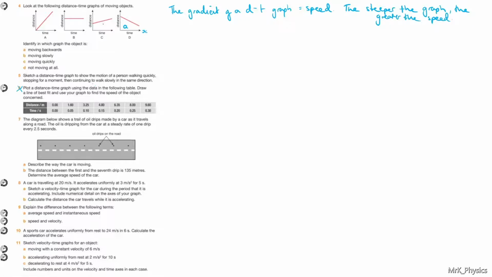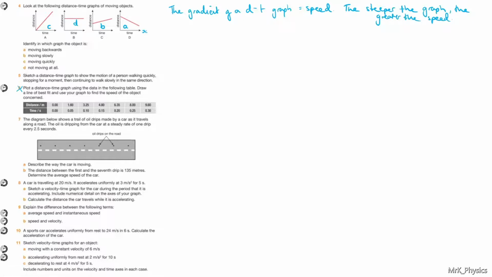Moving slowly is going to be this one over here. How do we know that? Because it's less steep, it's shallower than this one over here, meaning that one must be moving quickly, which is our C. And not moving at all means that it stays at the same distance all the time. Look at this one here, flat line. That means that it got to this distance, it stayed at that distance for this period of time. That one must not be moving anywhere, it is stationary.